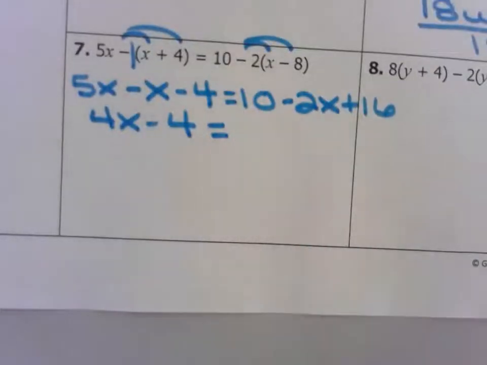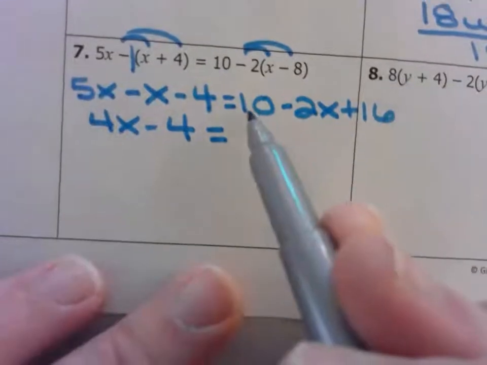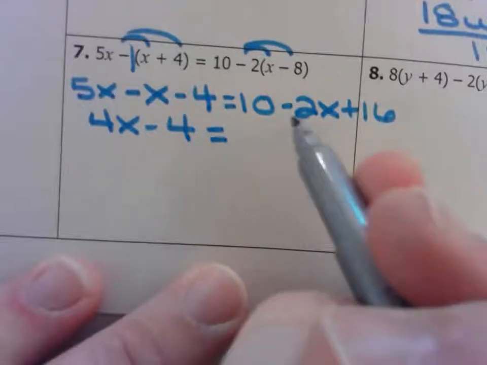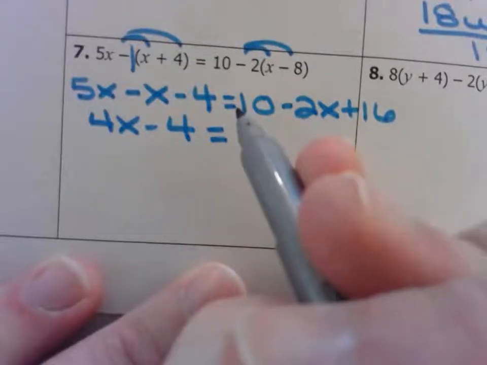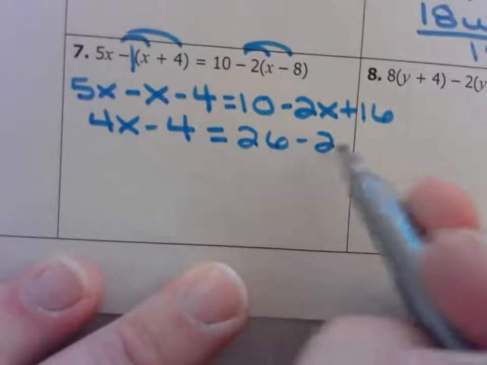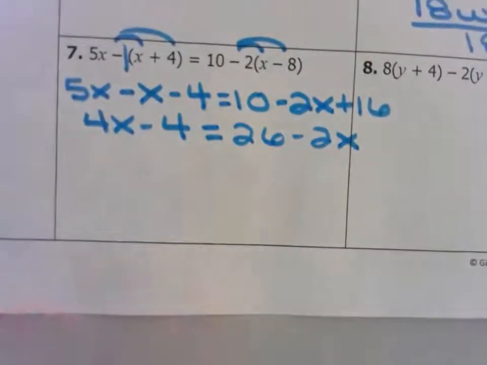On the right side, it is not simplified. What things can I combine on the right side? 10 plus 16. Remember, the negative goes with the 2x, not 10 minus. Yep, 10 plus 16, 26. I put a negative 2x. So before I move things to the other side, make sure both sides are combined, simplified, combined like terms.